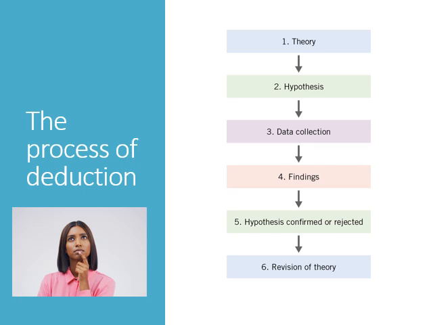Step five, the hypothesis is either confirmed or rejected. So, based on the findings supported by the data, we will find out, right, if it's either rejected or supported. And this step is critical for determining the accuracy and reliability of the hypothesis in relation to the theory.